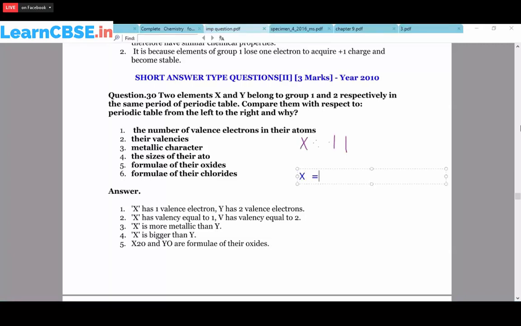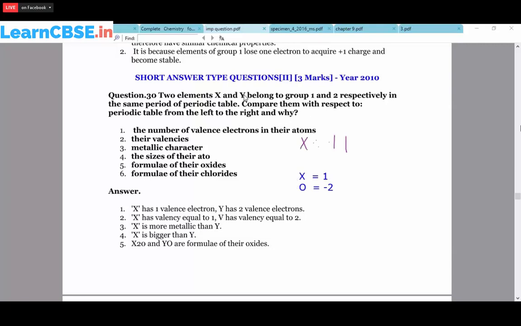So X equals 1 and oxygen equals minus 2. So they have different valencies. What we can do here is cross multiply. The 2 we multiply with X and the 1 we multiply with oxygen. So the formula is X2O. Because the valencies are not matching here, we need to cross multiply to balance the charges.